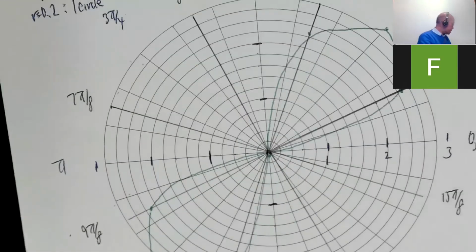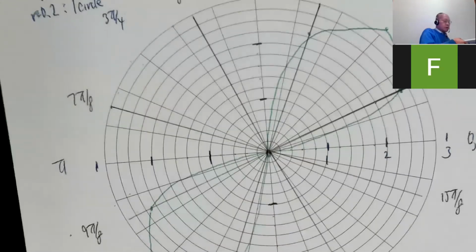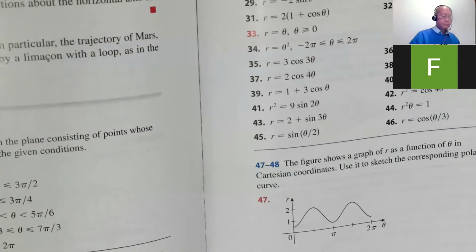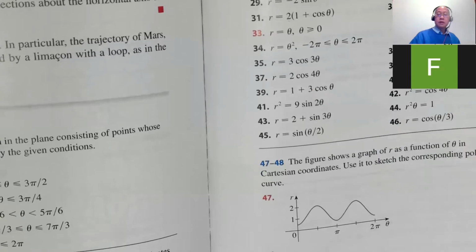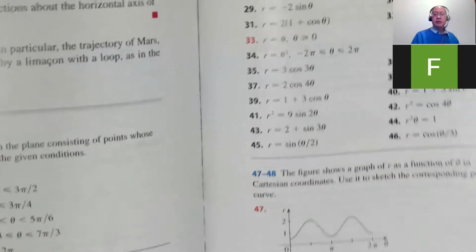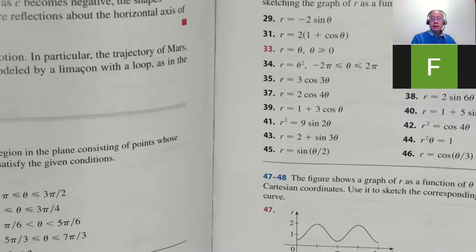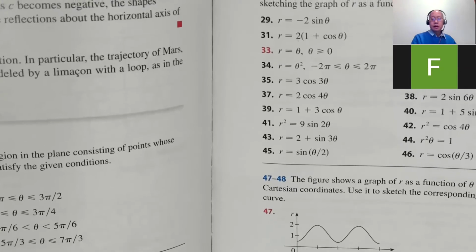Okay, and I'll just give you a heads up. There's only one problem in the homework like this. Problem 37 has a 4 theta. 4 theta means your table is 4 times as long. That can get long. But you have to try at least one on the homework.